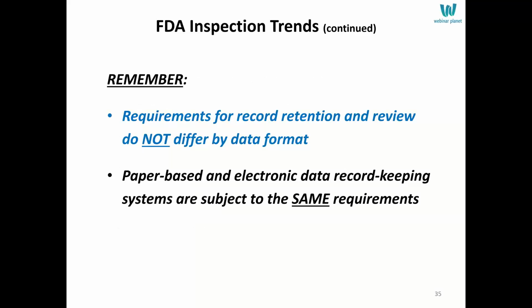So remember some things, that requirements for record retention and review don't differ by data format. So if it's structured data, which is a typical database record with uniform fields, or it's unstructured data, which would be something like a Word document, an Excel spreadsheet, or perhaps a PowerPoint or PDF. Any of these documents or any of these groups of data must be retained for the record retention required by FDA. Paper-based and electronic data, either one, they follow the same requirements. You're required to do exactly the same thing, meet the same standard for paper and electronic.